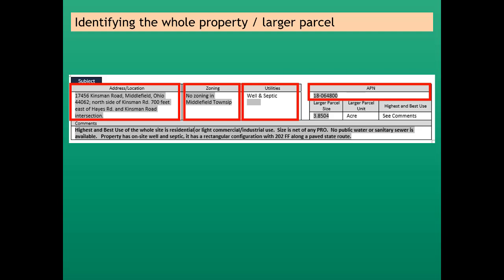And here is the auditor's parcel number for the whole property. Whole property is 3.8504 acres. Highest and best use says see comments, and here are the comments that we inserted. Highest and best use of the whole is residential or light commercial industrial use. Size is net of any PRO. No public water or sanitary sewer is available. Property has an on-site well and septic. It is rectangular in configuration with 202 feet along a paved state route.